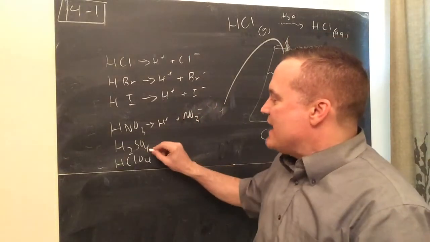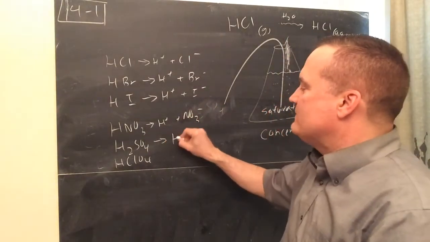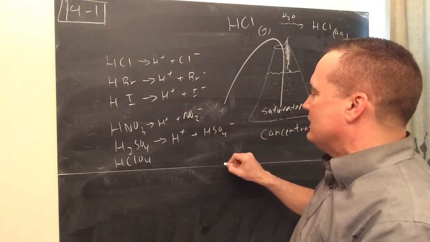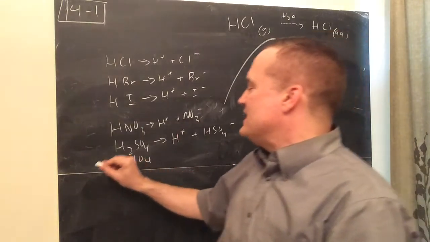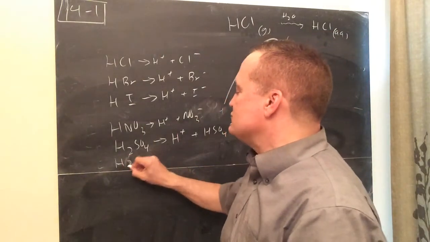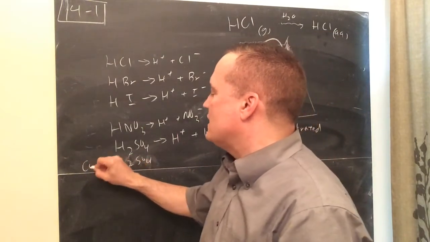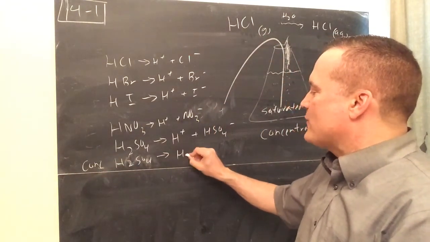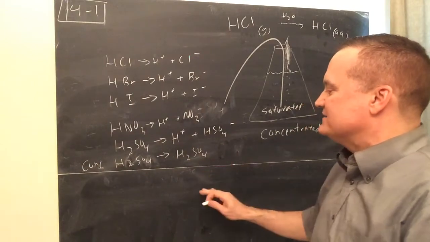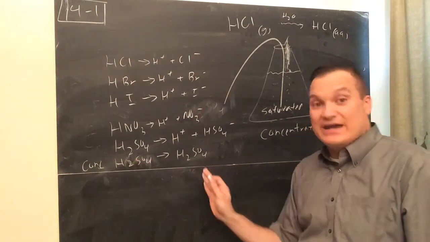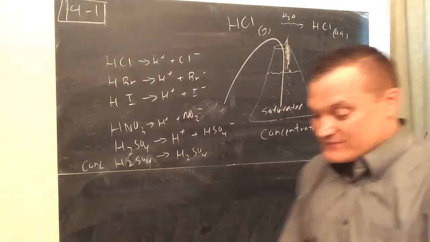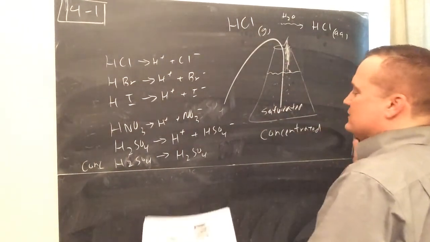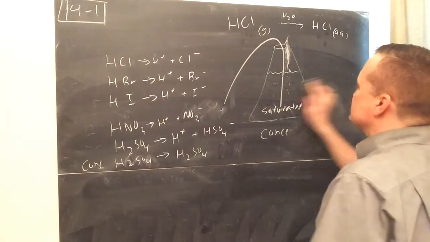However, H2SO4, we normally break it up this way, H plus and HSO4 minus 1. However, if it ever said H2SO4 conc or concentrated on the AP, guess what? You don't break it up. It stays intact because it doesn't have enough water to break it up, to dissociate. Kind of a weird thing. That's a small little tidbit that you'd need to know also when you do equation writing.